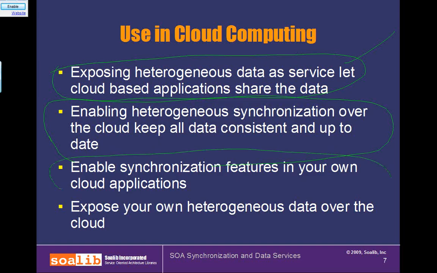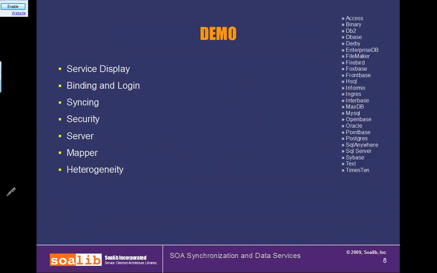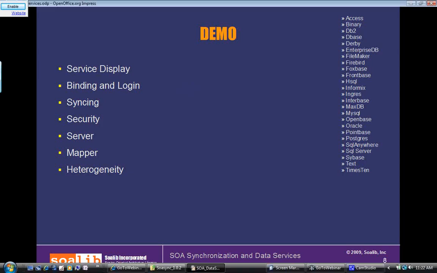Enable synchronization feature in your cloud application. As I say, you can use the SOA Sync application API to expose your own heterogeneity over the cloud. Well, that gives a short overview. I think it's a good time to start the demo of what SOA Sync is really about. So let's look at the demo.